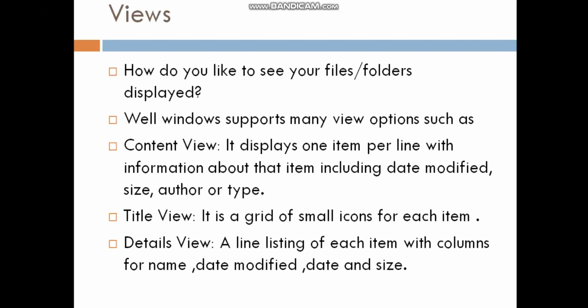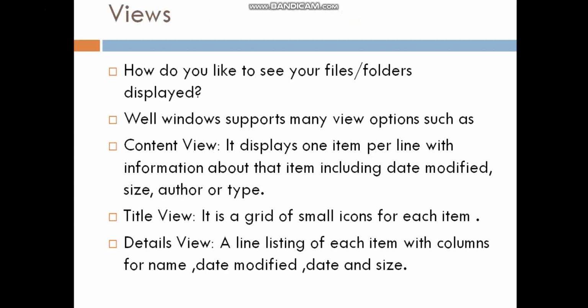Content view will display one item per line with information about that item, including the date modified, size, author or type. So in the content view, each item is displayed on every line, and it will give you detailed information like when that file was modified, what is the size of the file or folder, who is the author, or what type of file it is.